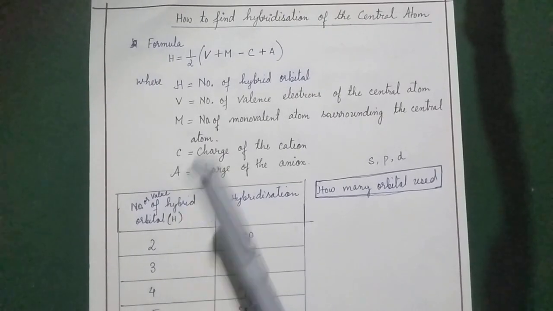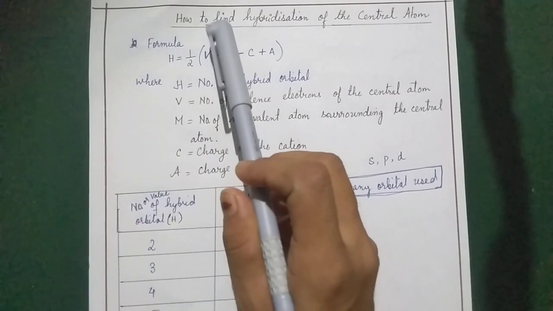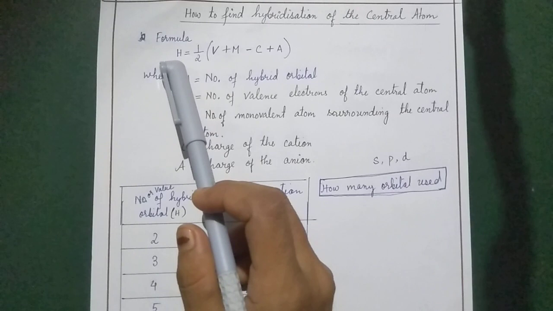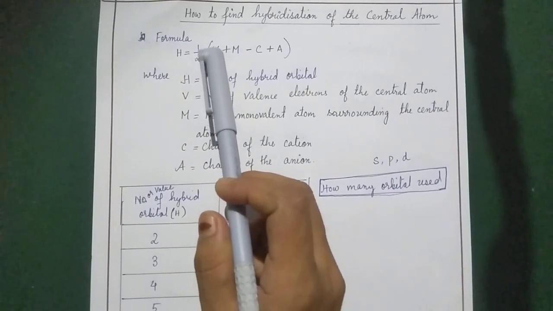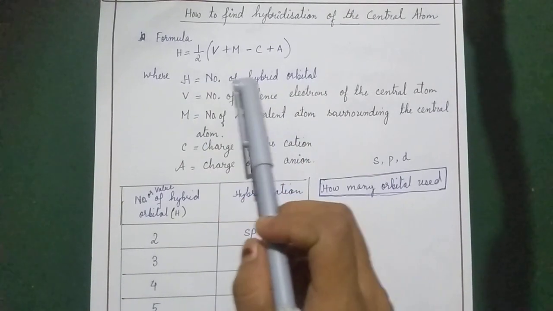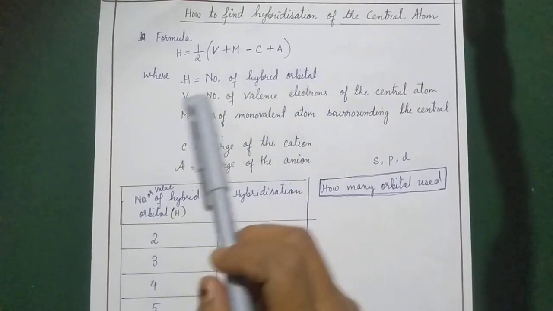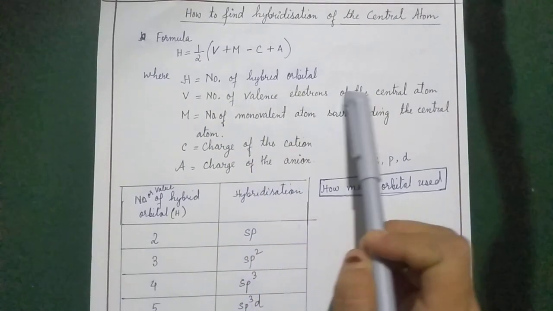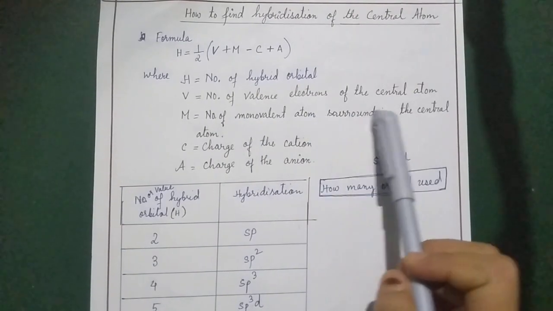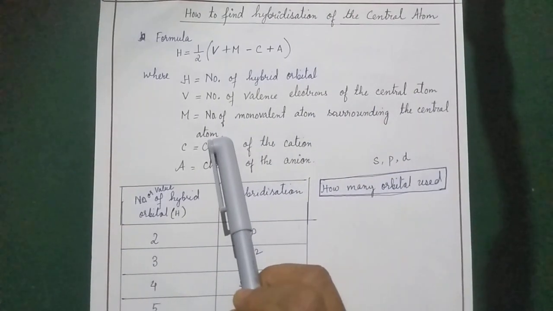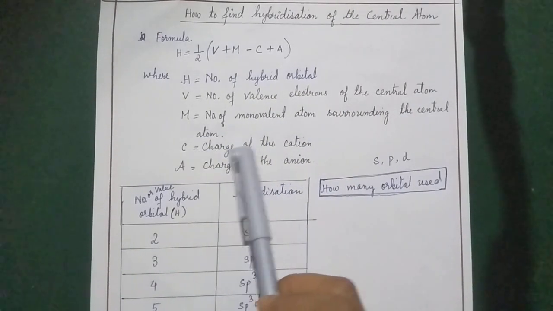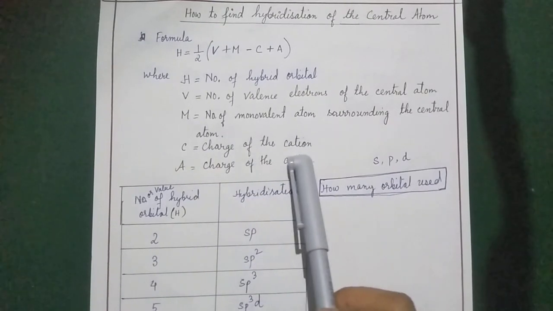Hello everyone. In this video, I'm going to discuss how to find the hybridization of the central atom. For this, we have to follow this formula: H is equal to half into V plus M minus C plus A, where H is the number of hybridized orbitals, V is the number of valence electrons of the central atom, M is the number of monovalent atoms surrounding the central atom, C is the charge of the cation, and A is the charge of the anion.